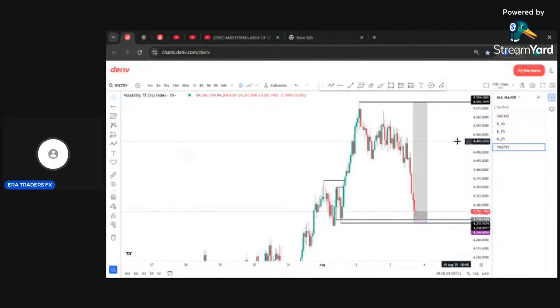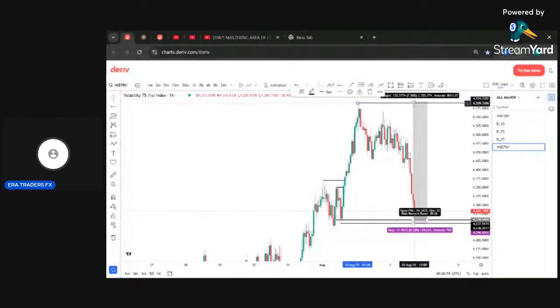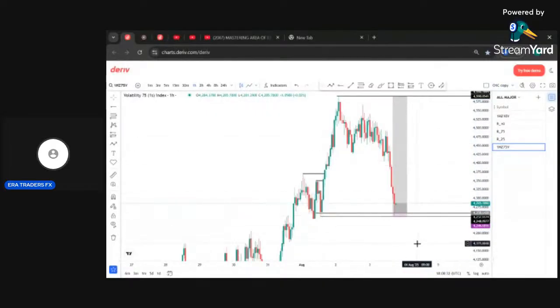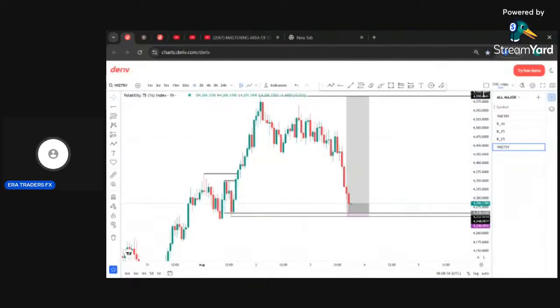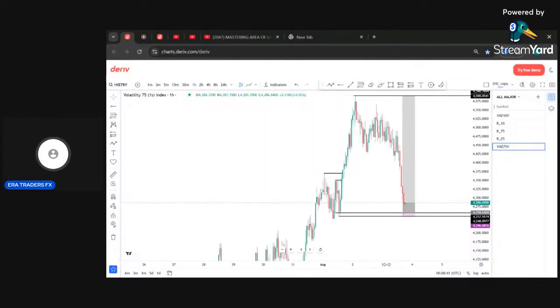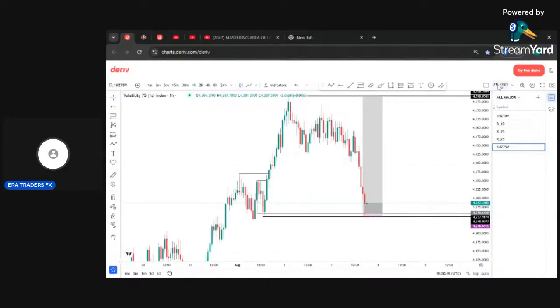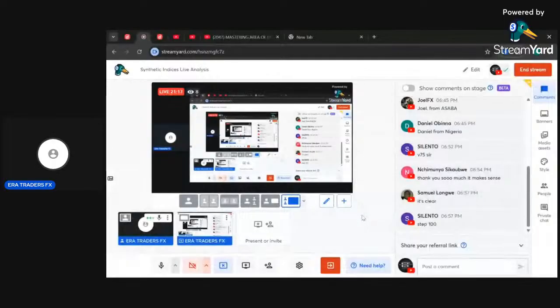The TP is quite far and will take a while, but then again, we're risking about $1, $1.something to get like $16. That's very good. Apply proper risk management. One thing you should know about trading is that it's not a get rich quick scheme. You have to be patient. You have to wait patiently for your setup to play out, right?